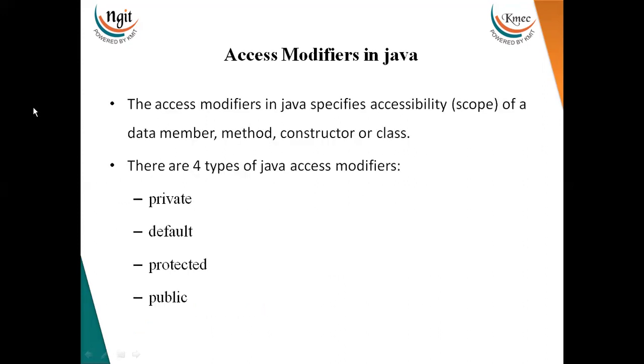Now, that is all about the static keyword, beta. Now coming to the access modifiers in Java. Basically, the access modifiers in Java specify the scope of a data member, or scope of a method, or scope of a constructor, or scope of a class.